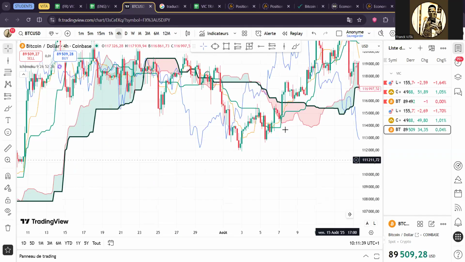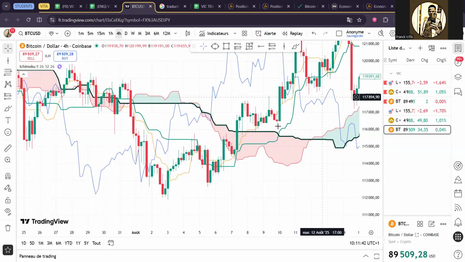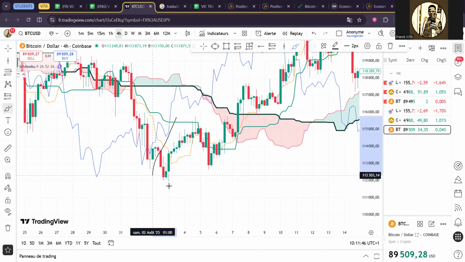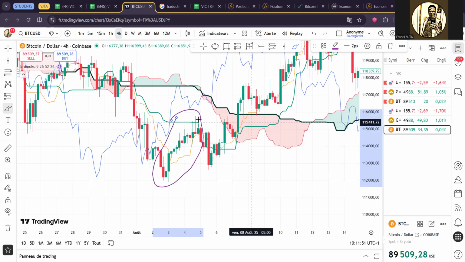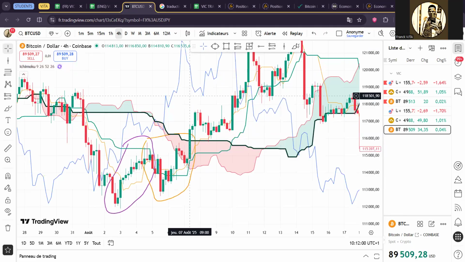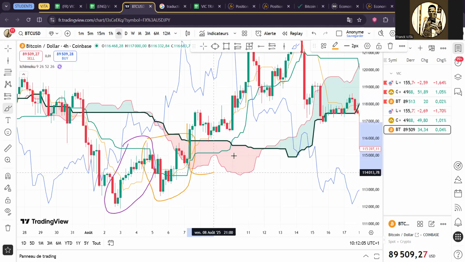Okay, let us take this example. This is one of the examples that I want to show you. So we had the origin, then we have at this level the reversal. Then we have at this level the transition from the SSB till when Kijun goes above SSB.